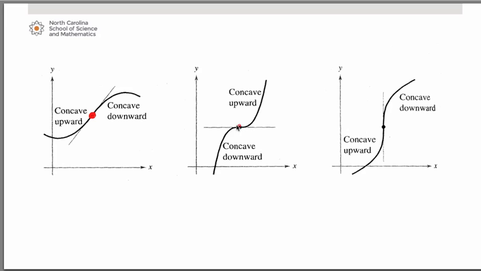In the middle graph, there's your inflection point. Once again, moving from left to right, the curve is concave down, hits the inflection point, and then is concave up. The third graph, you'll notice that the tangent line through the inflection point is vertical. This is one in which the tangent slope obviously is undefined because it's vertical. But once again, we have the curve being concave up first, hitting the inflection point, and then changing to concave down.